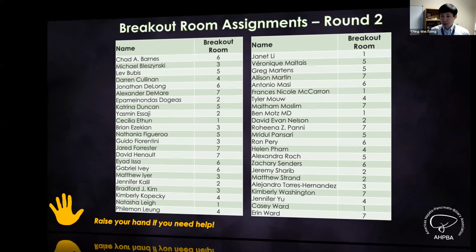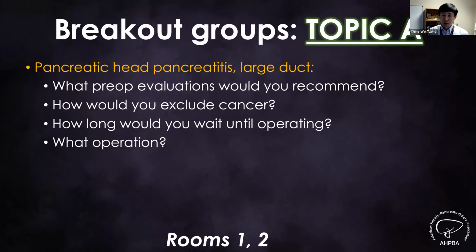Okay. So in the first set of rooms, again, try to pick a group leader. It doesn't have to be the same person, in fact, to come out and speak for your group. For this pancreatic head pancreatitis with a large duct, what pre-op evaluations would you recommend? How would you exclude cancer? Because obviously that's something to think about. And how long would you wait? You know, obviously in the STEM, you've already waited 3, 4, 5 years. It's not like you've gone to the operating room. How long can you wait leaving a stent in place? And what operation would you choose for this patient? All right, next slide.